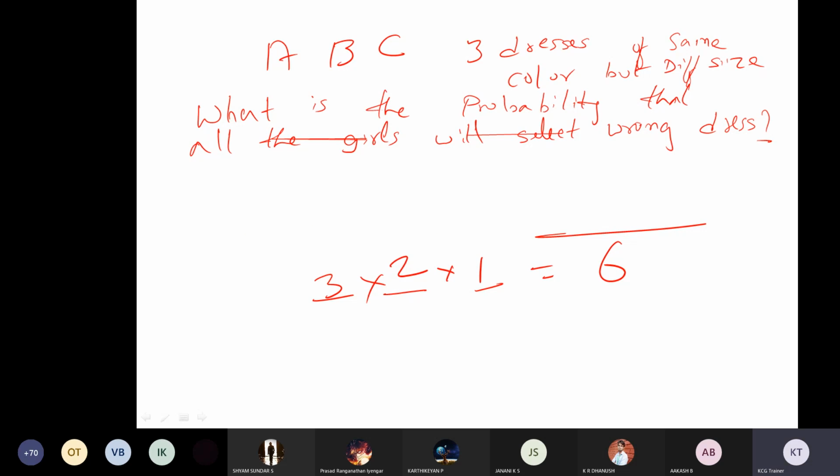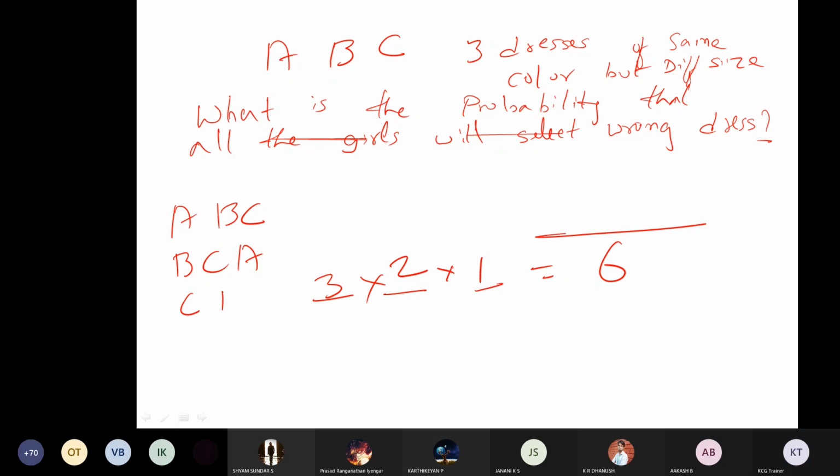Out of this, what are the possibilities of distributing the wrong dress? For example, if the correct order is ABC, that means the first girl should get dress A, second girl B, third girl C. If this is the proper order, then a wrong order is BCA. BCA means that all 3 girls are getting wrong dresses. Like the first girl is getting B, second girl C, third girl A.